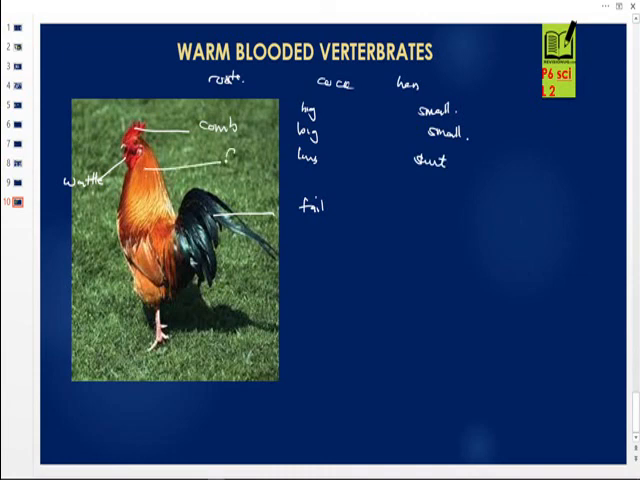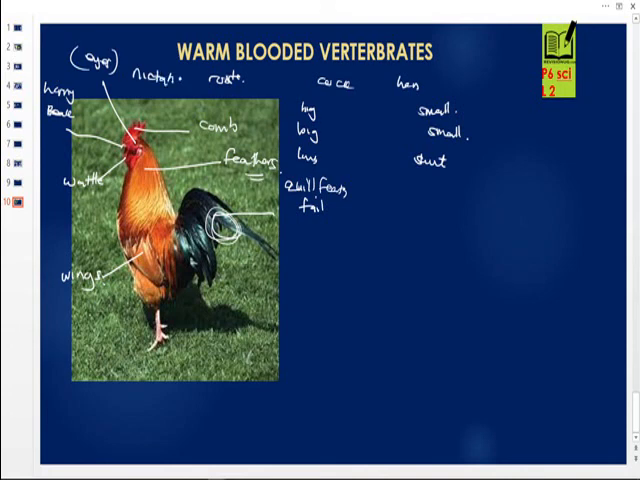Then these ones are what you call feathers. Its body is covered with feathers, and these ones at the tail are quill feathers. Now this one is the wing. Even the wing has quill feathers, and the wing helps it to fly. Then this one is the beak, and the beak is horny. Then here is the eye, and their eyes are protected by what we call the nictitating membrane, the third membrane that covers their eyes.